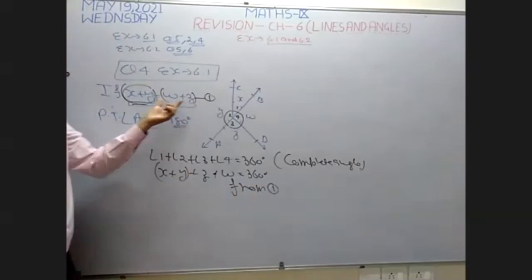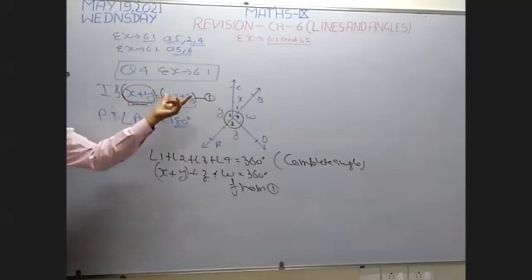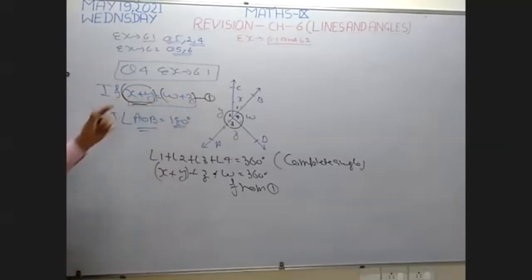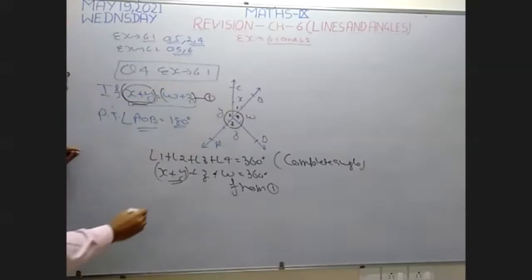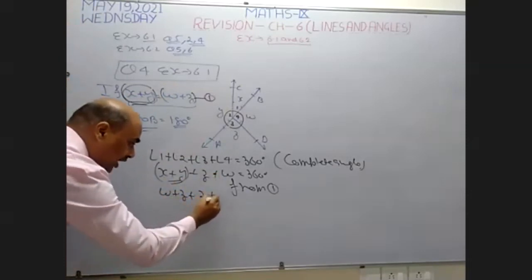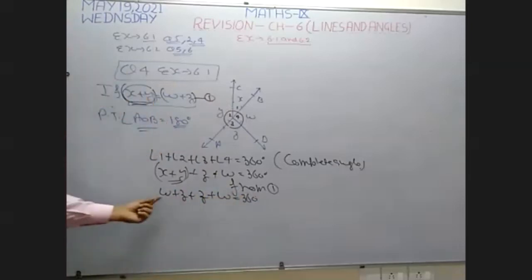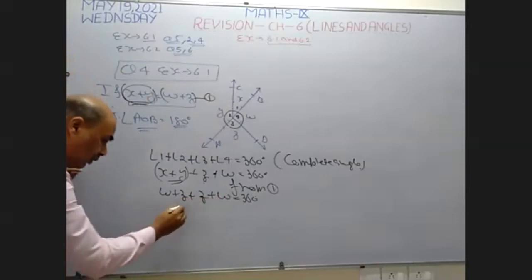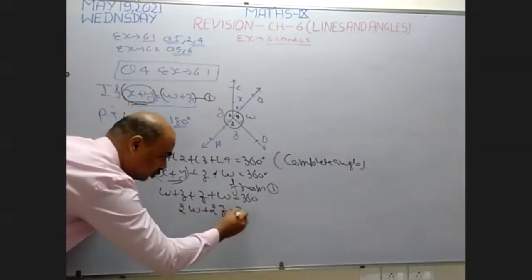Okay, beta? In equation number 1, what is given? x plus y is equal to w plus z. It means instead of x plus y, I can write w plus z, because it is given in the question. So I write here w plus z. And what is left? z plus w is equal to 360 degrees. Now see, w plus w, 2 times w, z plus z, 2 times z, equal to 360 degrees.